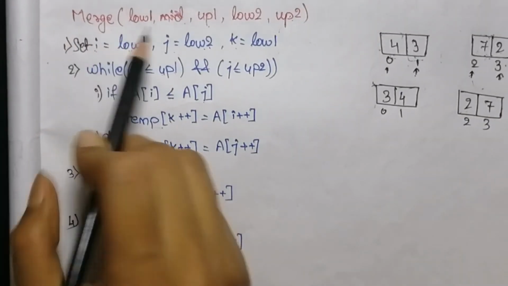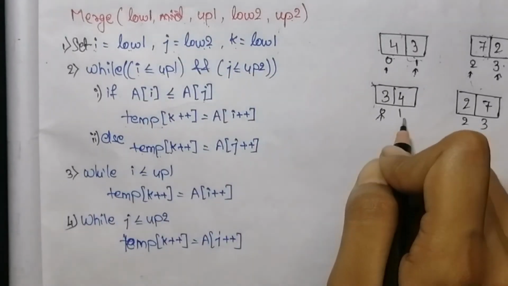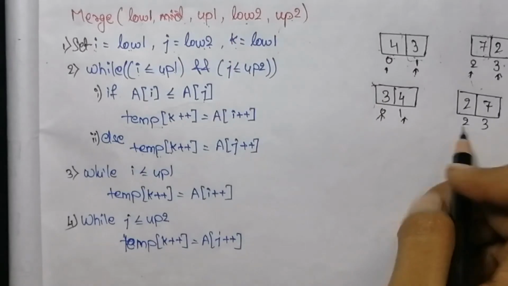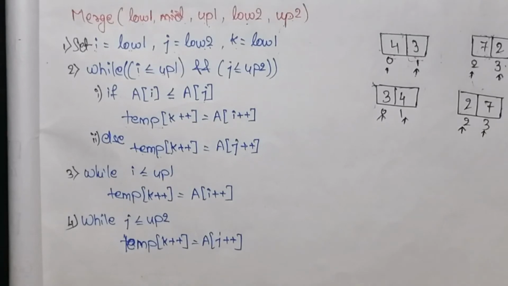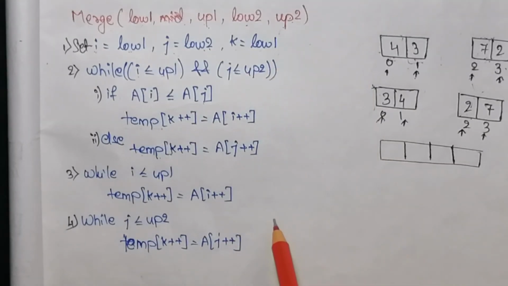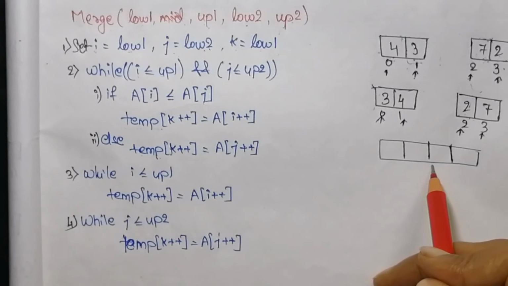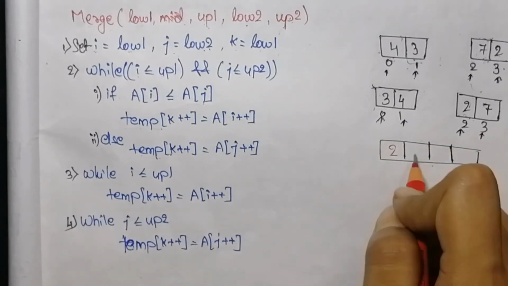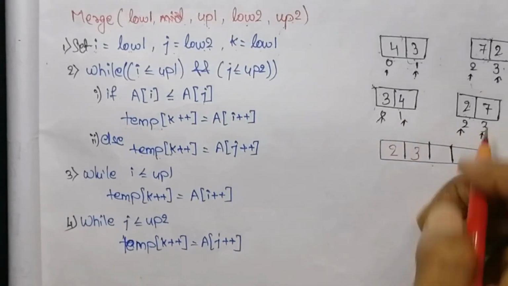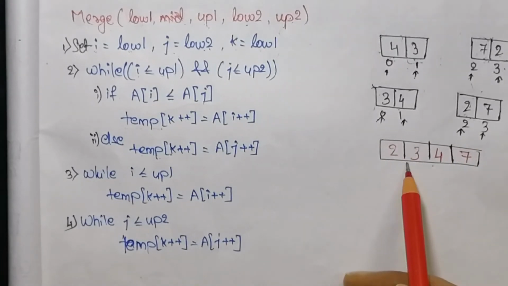Now here is the block merge with low 1 as the lower bound of the first array, up 1 as the upper bound of the first array, low 2 as the lower bound of the second array, and up 2 as the upper bound of the second array. This is the same block that we have discussed in the last video, right? These steps are just combining these two sorted lists into a single list, right? Here the element 3 is compared with 2, as 2 is smaller it is stored in the beginning, then 3 is stored, then 4 and 7 are compared, 4 is smaller so it is stored, and then 7 is stored. So in this way we got the sorted list, right?